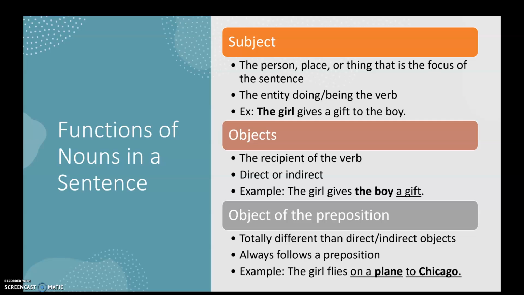So if you're giving something, what are you giving? They can be direct or indirect. So the direct object would be a gift. What is being given to the boy? And the indirect object is who is receiving the direct object. So in this case, it would be the boy.